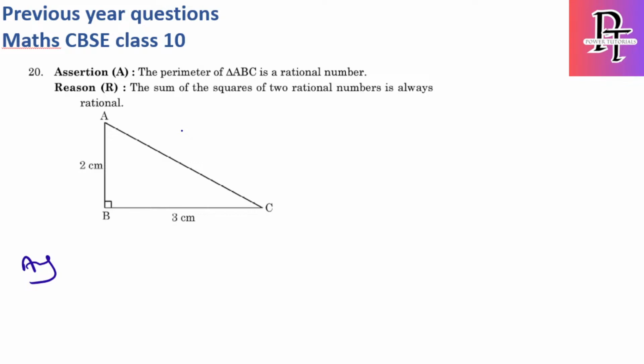Okay, so 2 and 3 are mentioned. What about here? If 2 and 3 are the sides, it should be 4 plus 9. What is 4 plus 9? Root over 13. So this is an irrational number. So again, A is false, because using the Pythagoras theorem I got one side as an irrational number, so definitely the perimeter is also irrational. Sum of squares of two rational numbers is always rational. Yes, R is true.